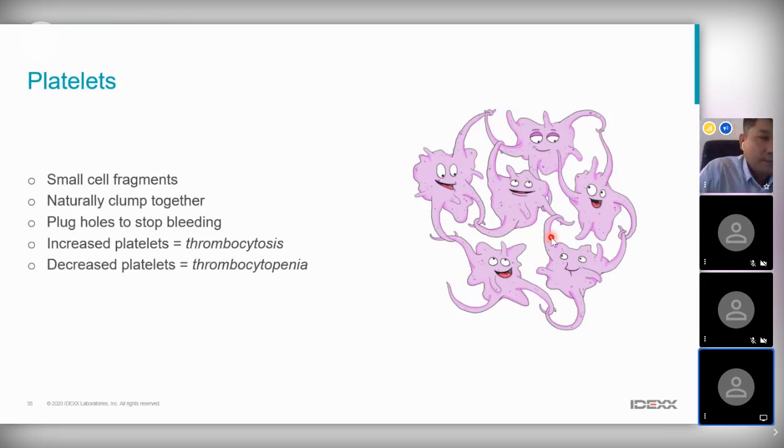Ok. So platelets are also produced in the bone marrow, and these are the small cell fragments that clump together to form the bridge to form a clot whenever there is bleeding. So without adequate platelet mass, we have a risk of uncontrolled bleeding. So these naturally clump together, plug holes to stop the bleeding.